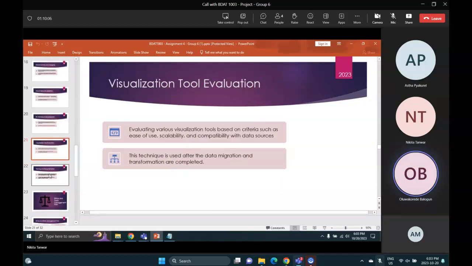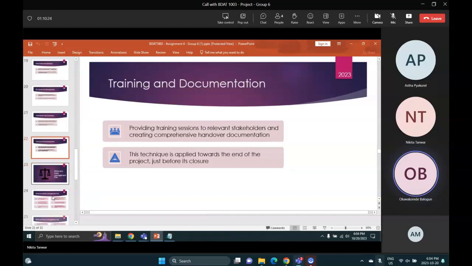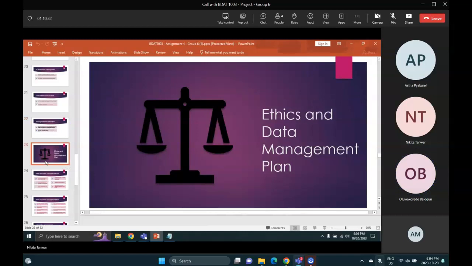For the visualization tool evaluation, we are trying to evaluate various visualization tools based on criteria such as ease of use, scalability, and compatibility with data sources. And finally, to conclude our process, we are going to go through the training and documentation, where we will provide training sessions to all relevant stakeholders and create a comprehensive handover documentation. Thank you. Ashta, over to you.